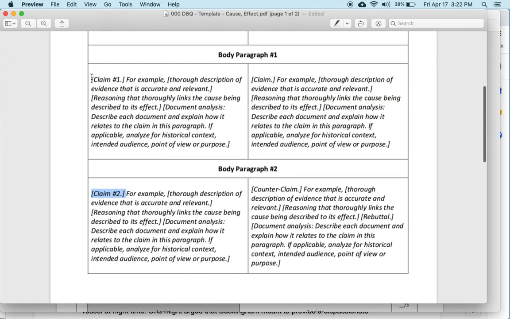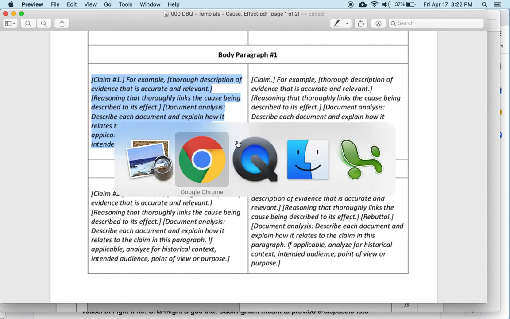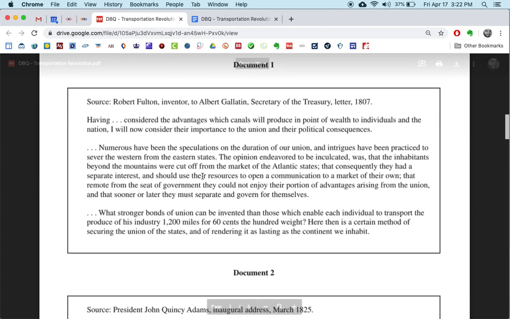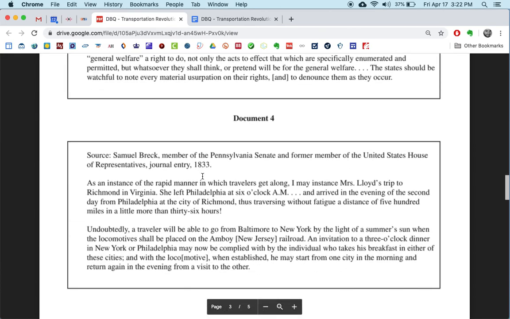Now, notice how I strongly suggest that you divide up your paragraph thusly. Start with your claim again, then your evidence. Now remember, this is a document-based question, so evidence gets a little trickier. Evidence here has to be something from history that is not explicitly referenced in the documents. Now everybody hates that, I know, but don't kill the messenger. I can't really use anything that is explicitly mentioned here.